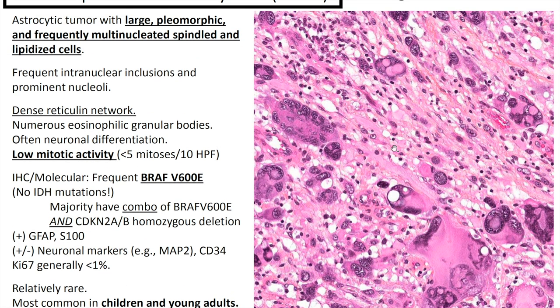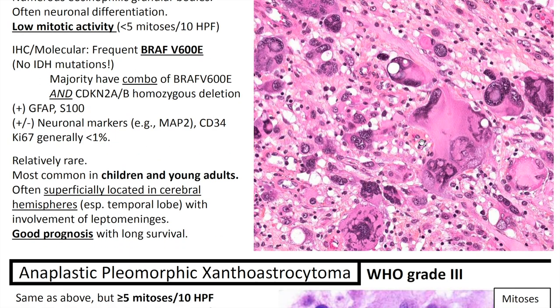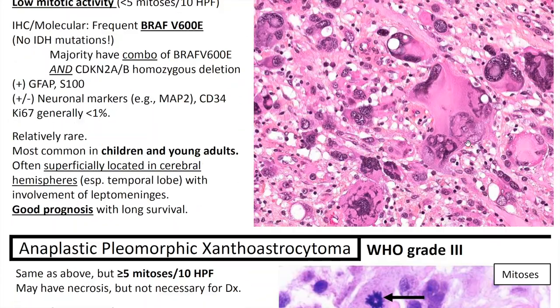So PXA, as the name suggests, pleomorphic xanthoastrocytoma. If we just look at this image, pleomorphism is certainly one of the things that stands out at first to me. A lot of variation in size and shape of these cells. And then the xantho aspect looks like a xanthomatous component in the background, at least to my untrained eye. So you could see where the name pleomorphic xanthoastrocytoma would derive from. And that was WHO grade 2.